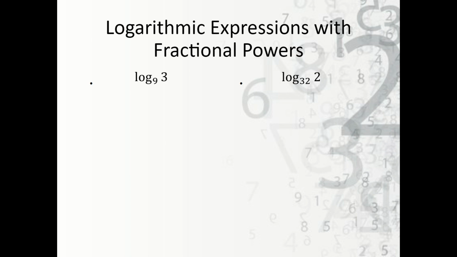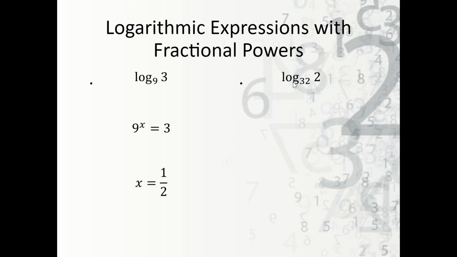Now, what about fractional powers? So in this case, we have log base 9 of 3. So that's really saying 9 to the x power is equal to 3. Well, notice we start with a bigger number than we end with. So that means that we have to be taking a fractional power of some kind. So 9 to what power equals 3? Well, this is really the square root of 9 is equal to 3. So when we raise it to a power, it's really the 1/2 power. So in this case, x equals 1/2.